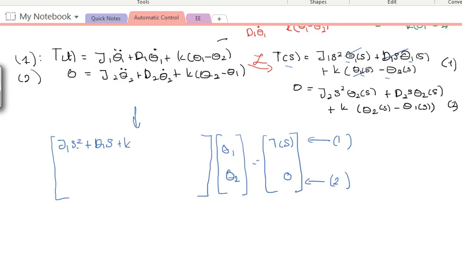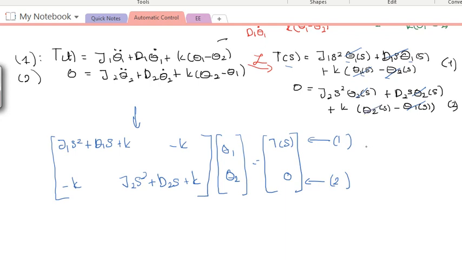Okay, so it's J1S squared plus D1S plus K. And then what is multiplied by theta 2? We have minus K. And for the second equation, the multiplier of theta 1 is only minus K. And the coefficient for theta 2, you have J2S squared plus D2S plus K. So J2S squared is in here, D2S and K, right? So you have this equation now.